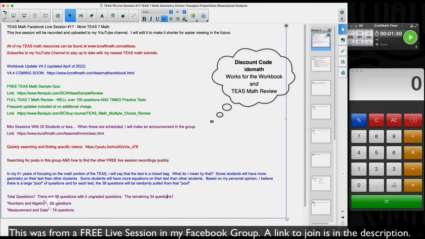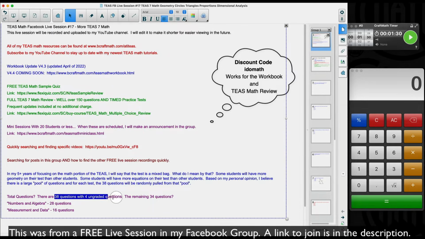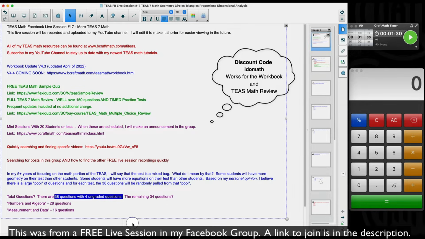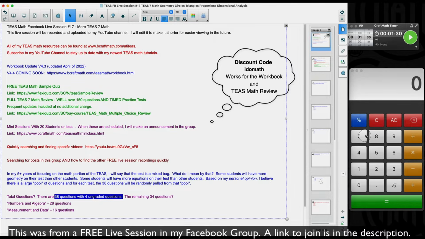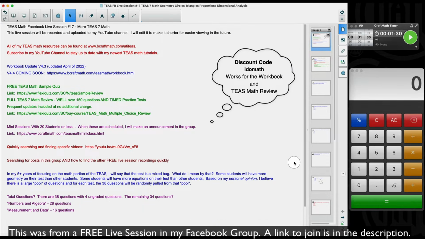seconds. So what y'all can see on the TEAS 7, if you didn't know, it is different than the TEAS 6 for a couple of reasons. I'm sure most of y'all have seen some videos talking about this, but 38 questions and there are 4 ungraded. Now, if you've never taken the TEAS, there is no way for you to know which ones are graded and which ones are not graded.